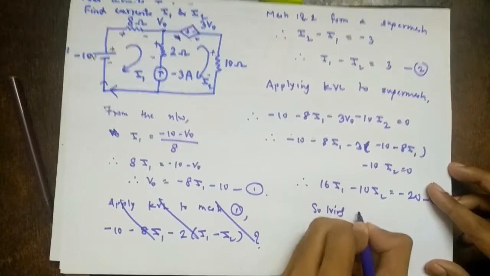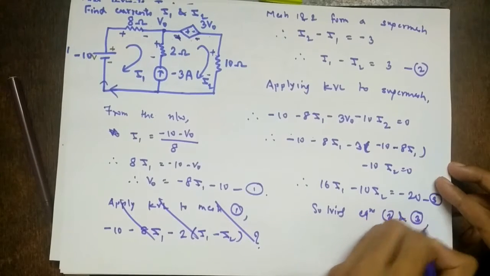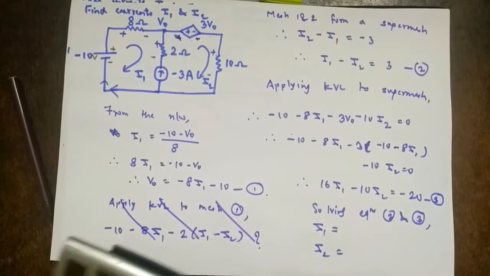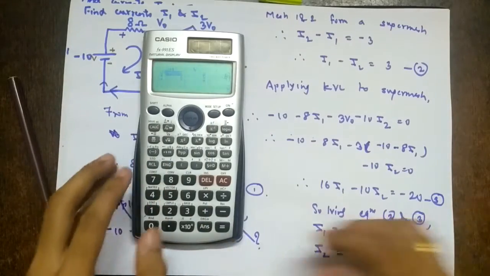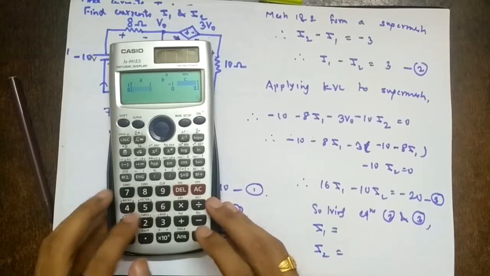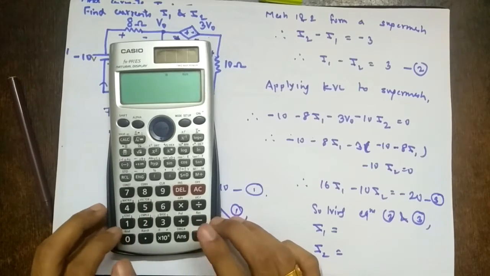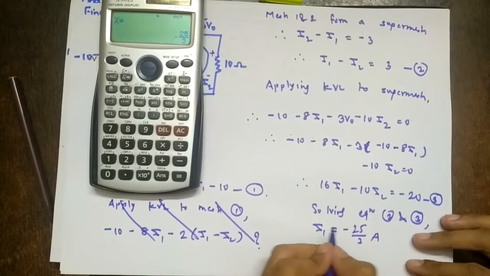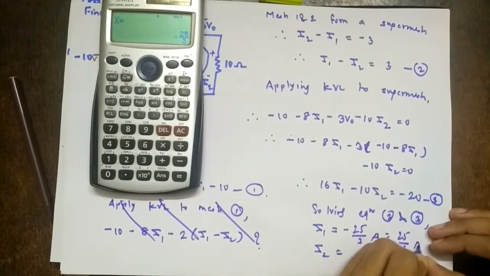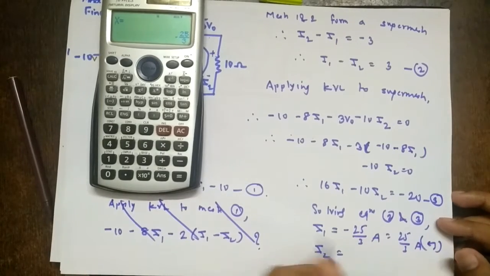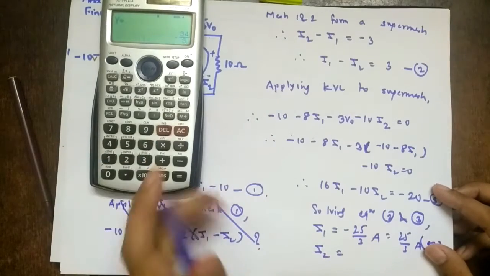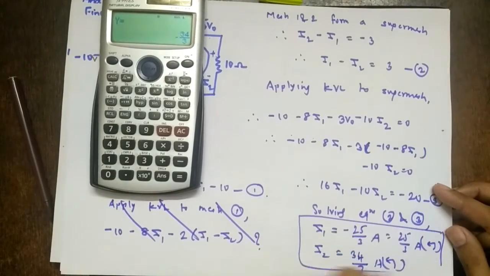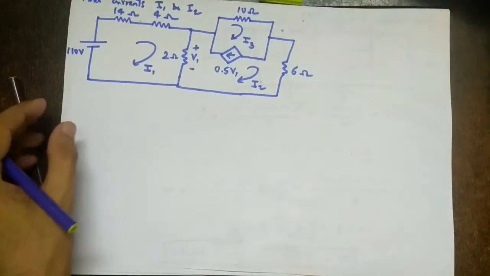So solving equations 2 and 3 for I1 and I2, with coefficients 1, minus 1, 3 and 16, minus 10, minus 20. I1 is minus 25 by 3 amperes, which means 25 by 3 amperes in the anti-clockwise direction. I2 is minus 34 by 3, so 34 by 3 amperes in the anti-clockwise direction. So this is the answer. Let's go to the next sum.